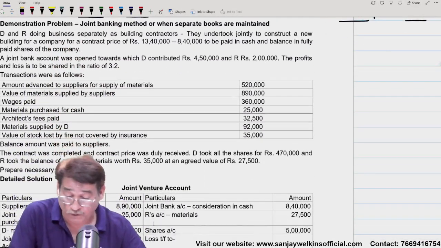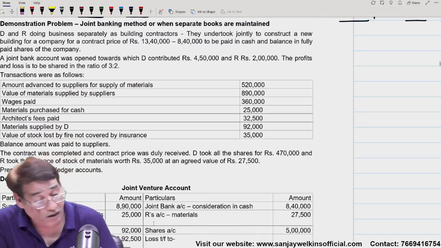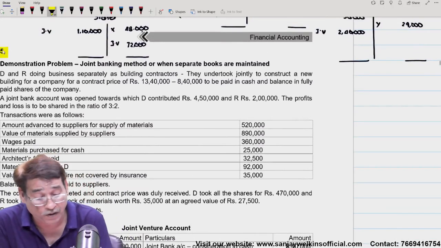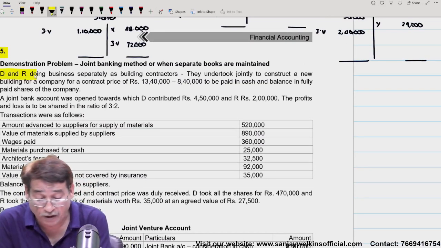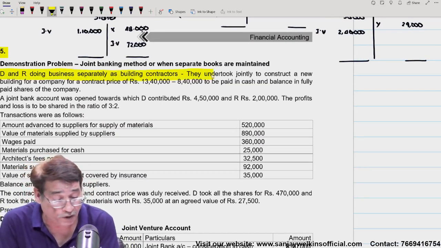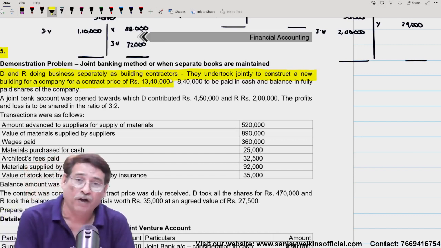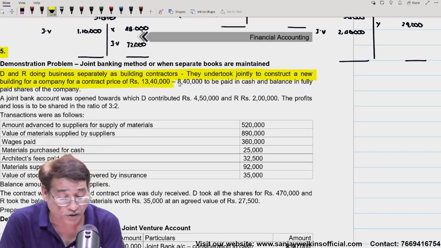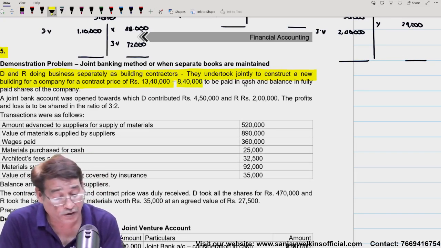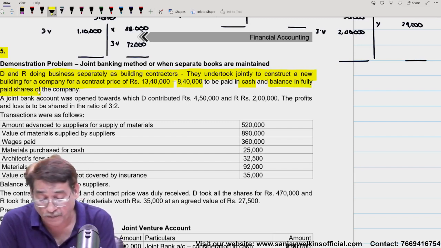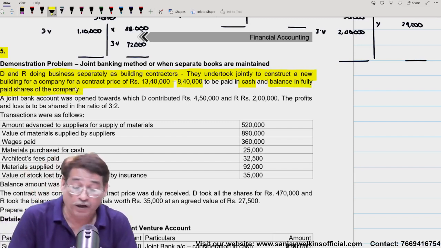And as far as question number 5 is concerned, just pay attention. It is given D and R doing business separately as building contractors, and they undertook to construct a building for a contract price of 13,40,000. This is similar to the last question. 8,40,000 you will receive in cash, and the balance you are going to receive by way of shares.